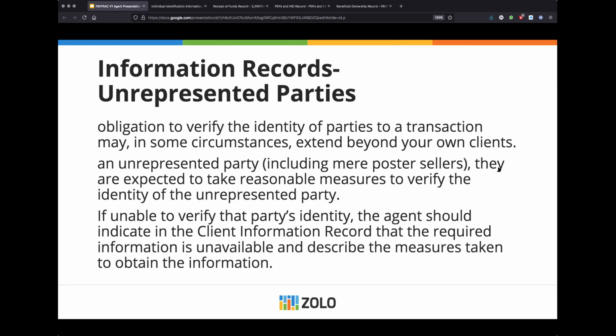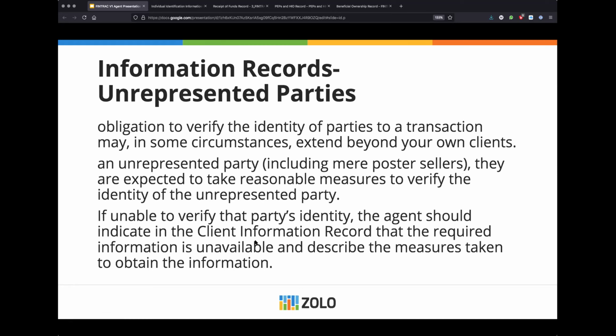And by they, it does refer to you as a real estate agent, are expected to take reasonable measures to verify the identity of the unrepresented party. If you are unable to verify that party's identity, the agent should indicate on the client information record that required information is unavailable and describe the measures taken to obtain the information.